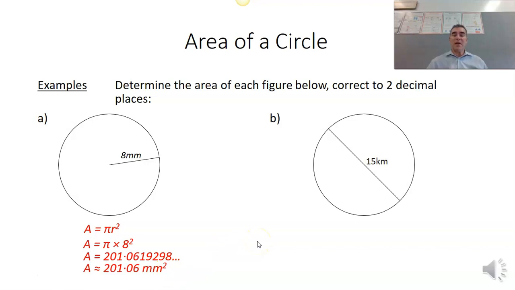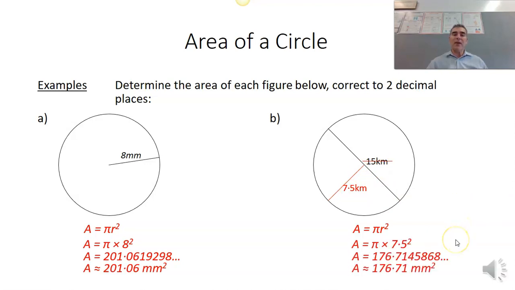For our second example, we're given the diameter, but still we want to find the area, so let's write down the rule, but we don't know the radius this time. So we're going to cross out that 15 so that we don't use the wrong number, because that's the diameter, and actually use the radius, which in this case is 7.5 kilometers. A half of 15 is 7.5. Then we substitute that in, use our calculator, and again round that off to get 176.71. In fact, it should be kilometers squared. I'll fix that later.